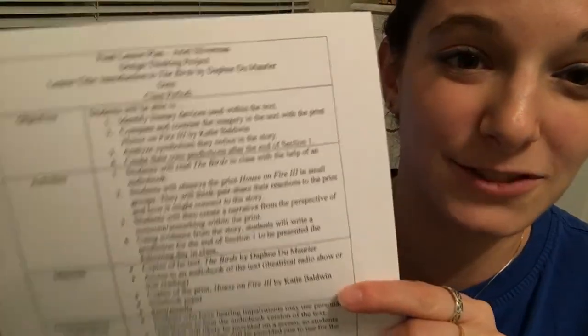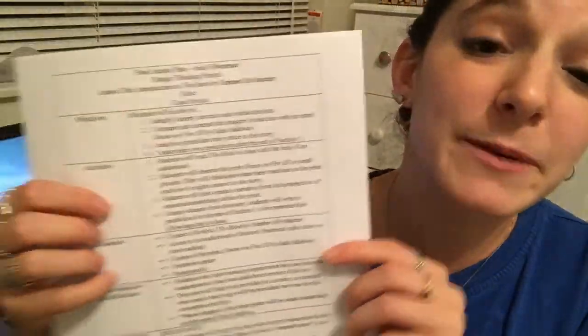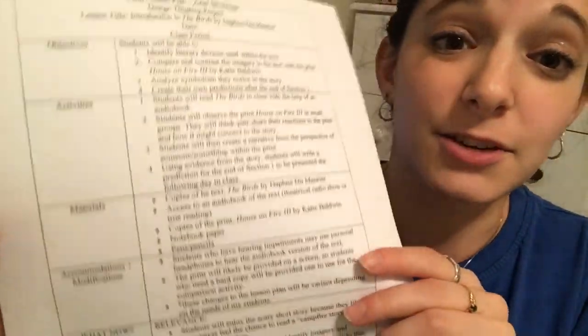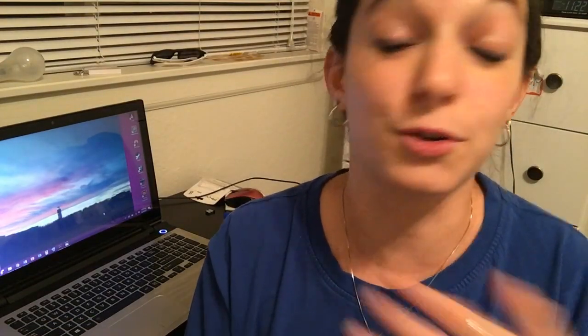I have the objectives, so what I expected my students to learn. I have the actual activities. I would be able to hand this piece of paper to a substitute teacher, and hopefully they should be able to understand everything that they would need to do. I also include a materials section. I have the accommodations and modifications for students who I need to make sure are taken care of in my class.